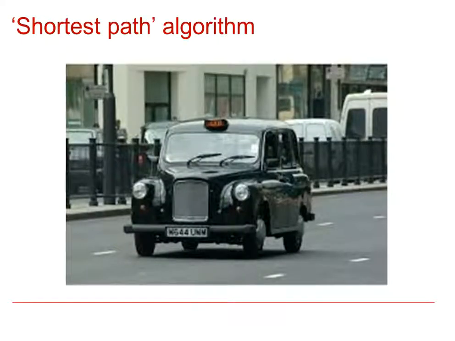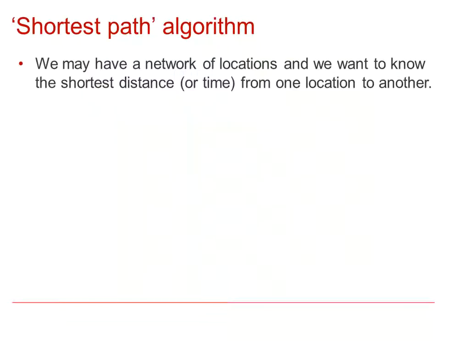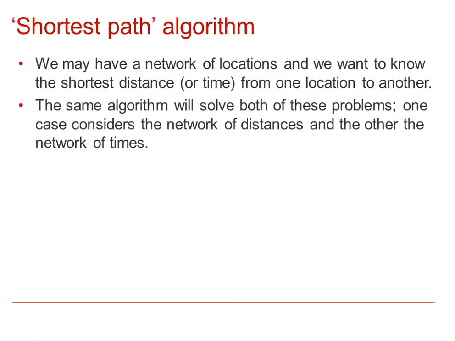The best analogy for this algorithm is to think about a taxi journey where you want to find the shortest route from your pickup point to your destination. So we may have a network of locations and we want to find the shortest distance, or in some cases the shortest time from one location to another. Some algorithms will solve both of these problems. One case considers the network of distances and the other the network of timings.